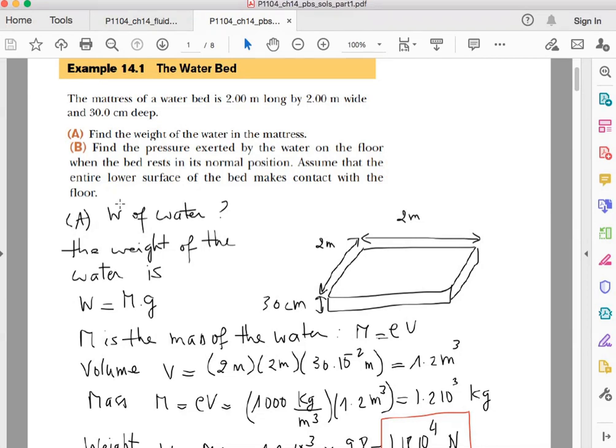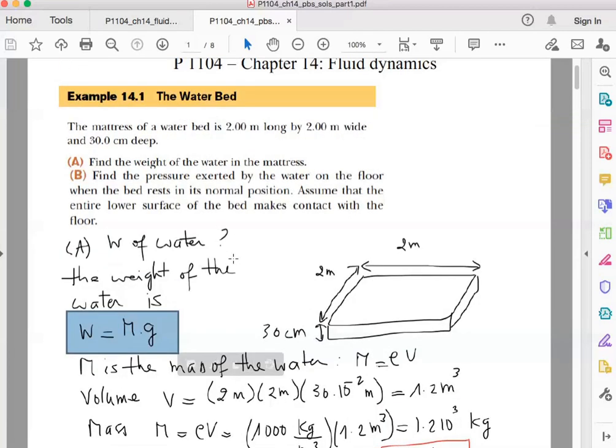You have a water bed, and its dimensions are 2 by 2 by 30 centimeters. And we have to determine the weight of the water in the matrix. Well, we all know what the weight is, right? The weight is given by mass multiplied by the gravity acceleration g. How much is the mass of the water? We have to determine. We assume of course that the matrix, meaning the water bed, is completely filled with water.